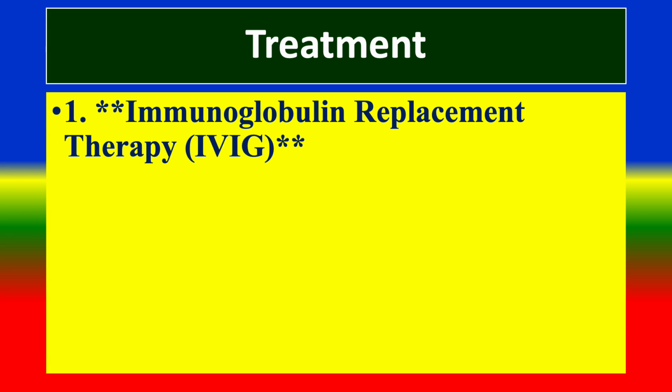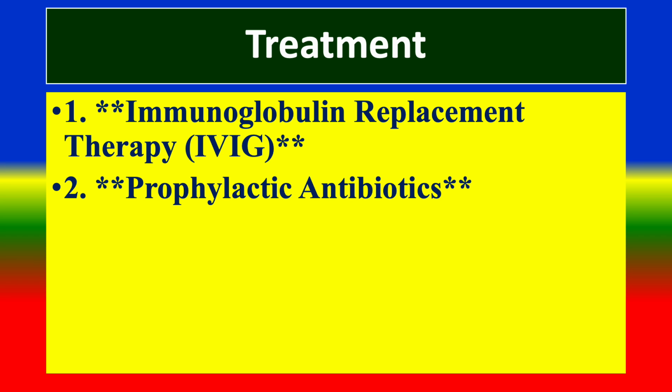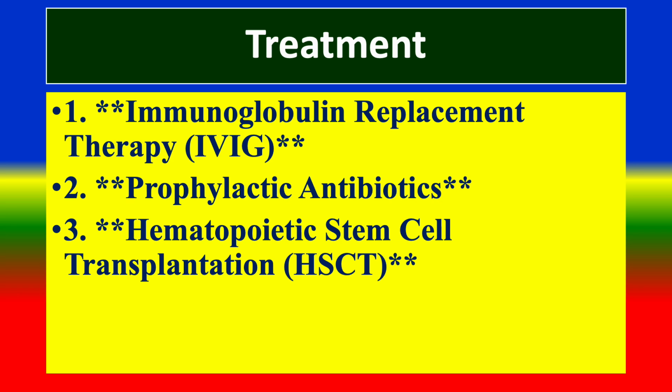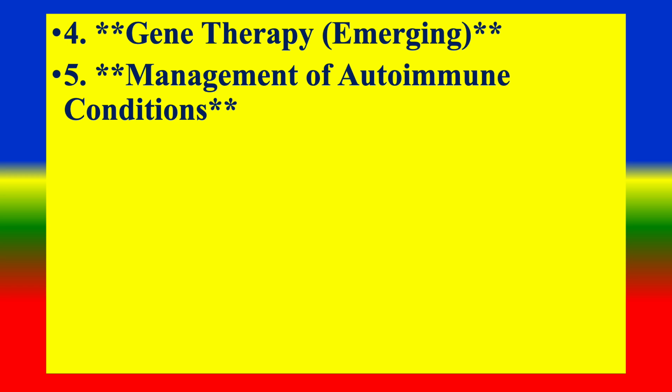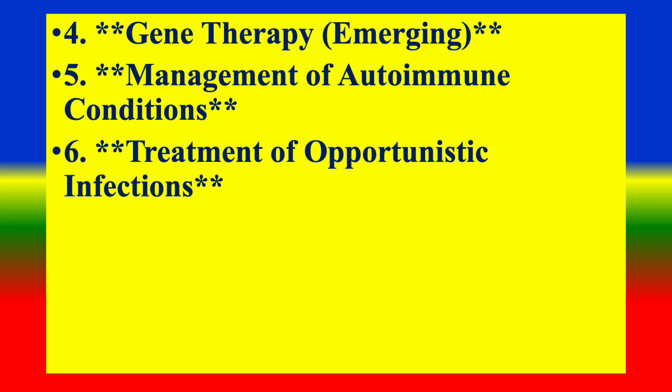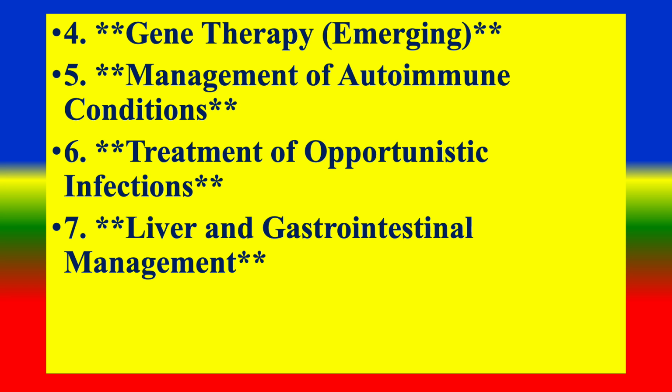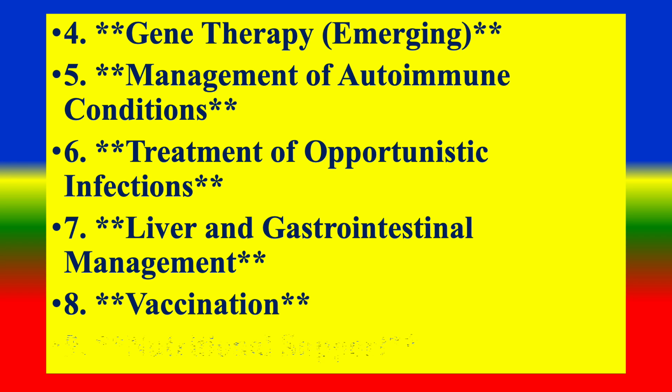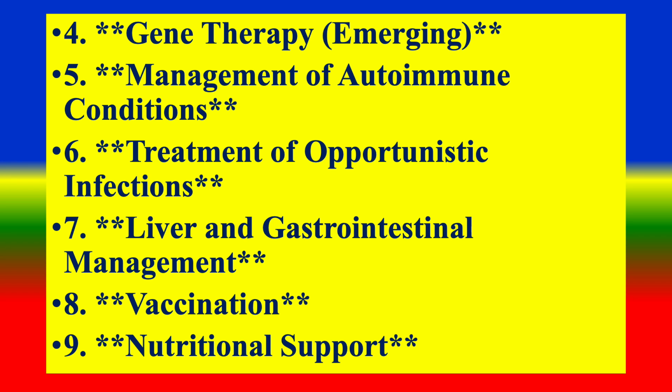Treatment. 1. Immunoglobulin replacement therapy. 2. Prophylactic antibiotics. 3. Hematopoietic stem cell transplantation. 4. Gene therapy. 5. Management of autoimmune conditions. 6. Treatment of opportunistic infections. 7. Liver and gastrointestinal management. 8. Vaccination. 9. Nutritional support.